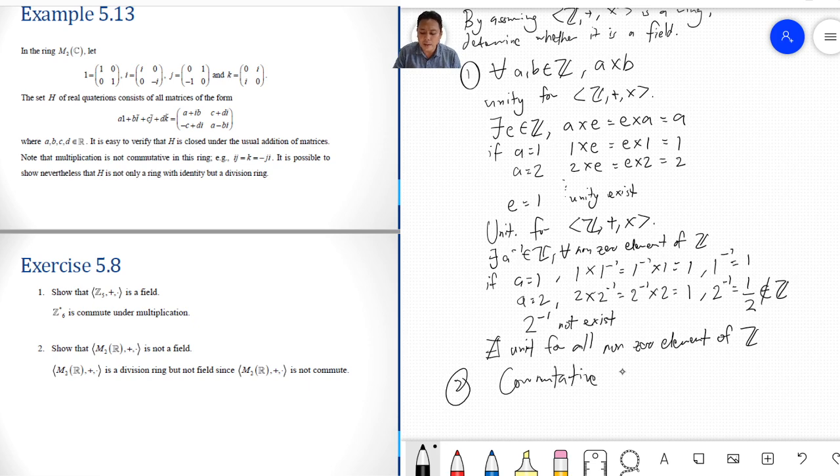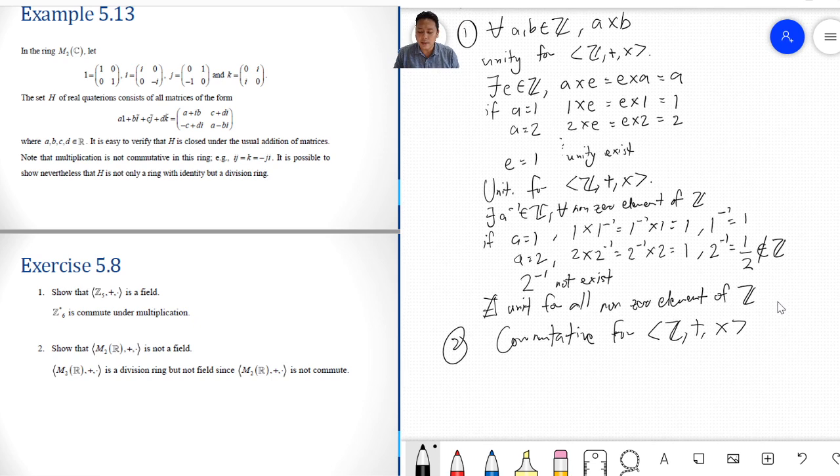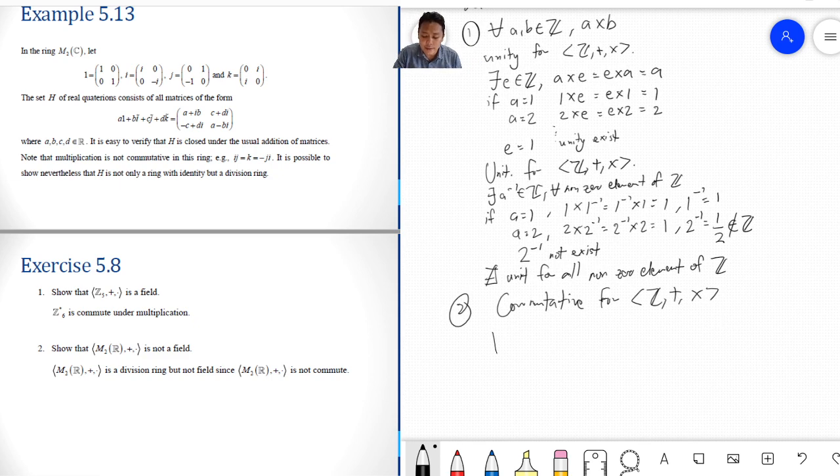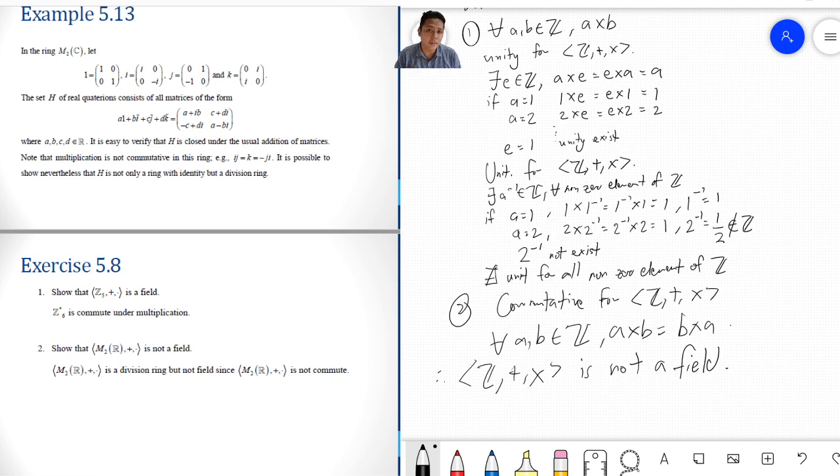Is the multiplication of the ring of integers commutative? Okay, this is very simple. I can just say definitively that for every integer, a times b equals b times a. Therefore, although it satisfies commutativity, it does not satisfy the condition for a division ring. What I can conclude is that this ring is not a field, because although it is commutative under multiplication, it does not have a unit for every non-zero element of the integers.